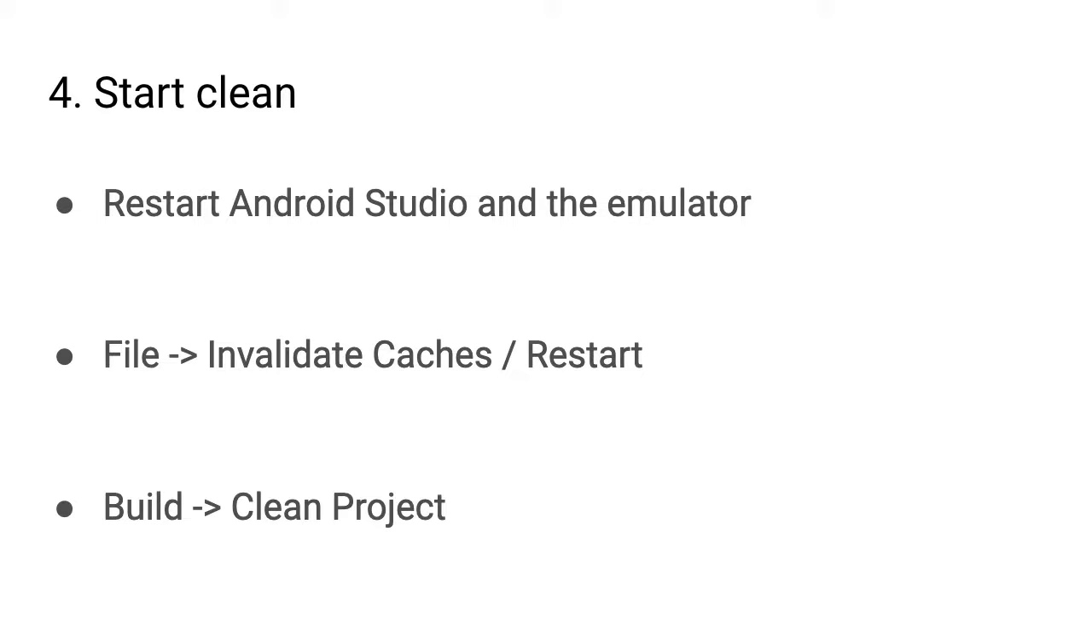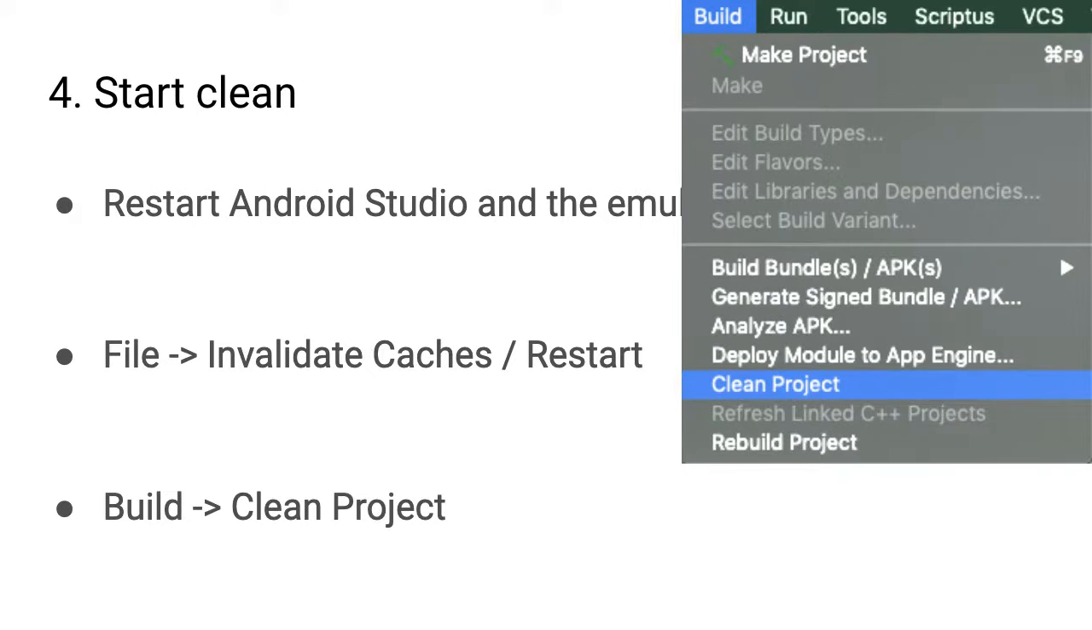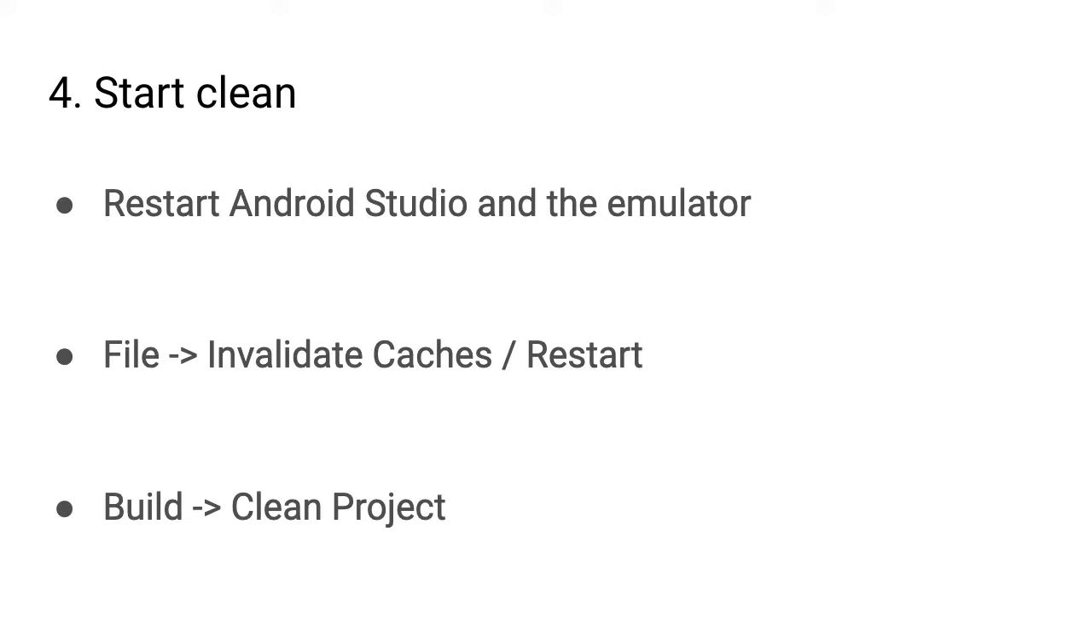And finally, start clean. The last tip is to simply restart things. Both Android Studio and the emulator are really complex pieces of software, and they have bugs. So if you're encountering a really weird error that seems unrelated to your changes, restart Android Studio and restart the emulator and see if that'll fix it. Another tip is to go into the File menu and then tap on Invalidate Caches or Restart. And then another thing you can try is go into Build and clean your project. Basically, the idea is whatever bad state your build or your project might have been in, clean that and then start again and see if that fixes the issue.